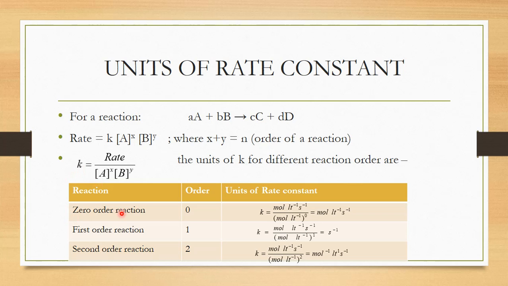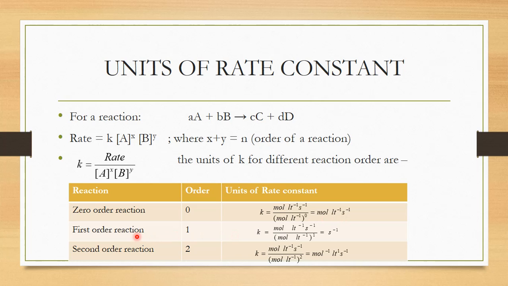For example, for a zero order reaction, n will be equal to 0. So, k will be equal to rate, which is moles per liter per second, upon concentration, which is moles per liter raised to power 0. So, it will come to be moles per liter per second. So, the units of k for a zero order reaction will be moles per liter per second.